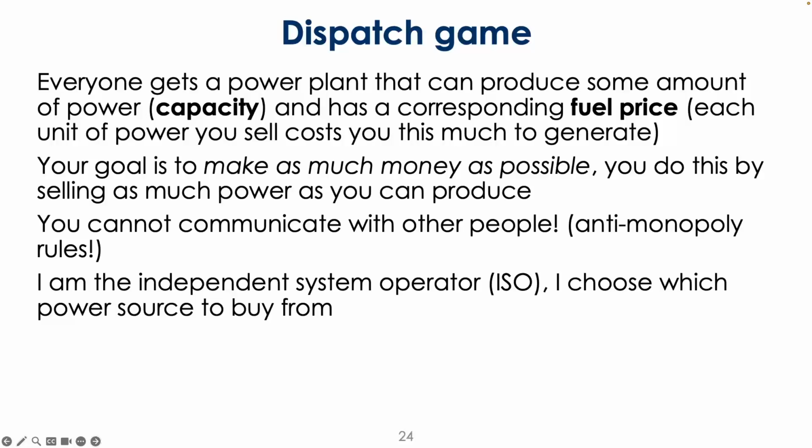So you all are going to get assigned a power plant, and you get three bits of information. You get power, which is the amount of capacity that you have. You'll have a corresponding fuel price. The fuel price tells you how much it costs you to produce power, and just as side info, it'll tell you the fuel type.